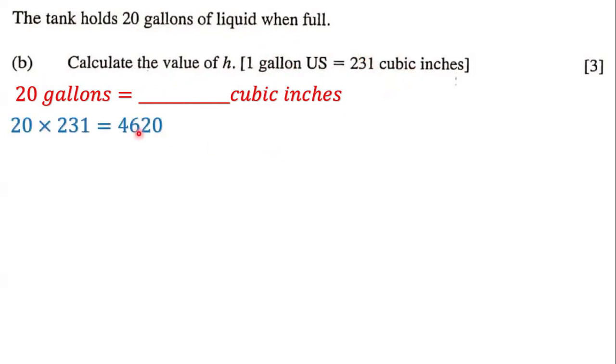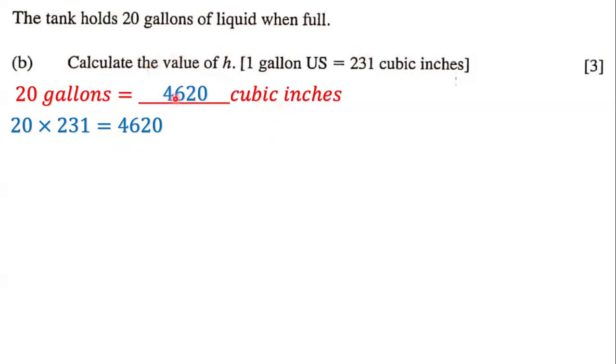And so that means if we want to convert 20 gallons into cubic inches, we have to multiply 20 by 231. Why? Because 1 gallon is 231 cubic inches, and we're trying to convert 20 gallons to cubic inches. So we say 20 times 231, which gives us 4,620. And so that means that 20 gallons is equal to 4,620 cubic inches.